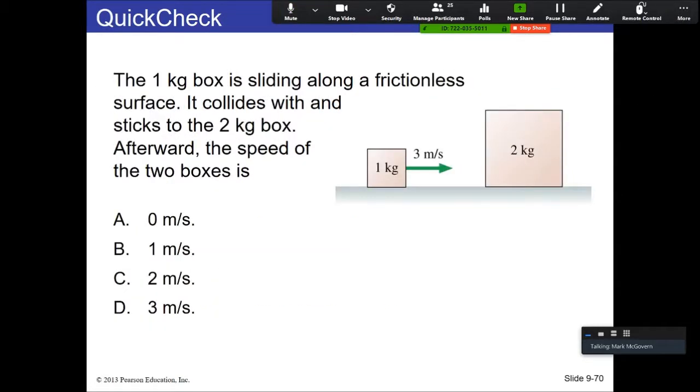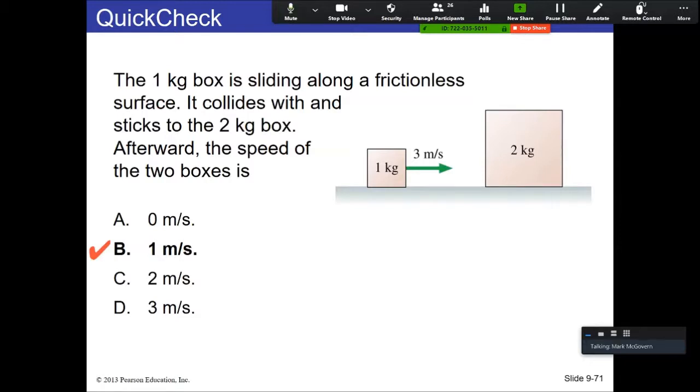All right, so we've got a 1 kilogram box moving to the right at 3 meters per second. There's no friction here. If there's friction, we couldn't do any momentum problem. It's going to collide and stick to the 2 kilogram box, and afterwards the speed of the two boxes is going to be what? All right, so the answer here is going to be B.